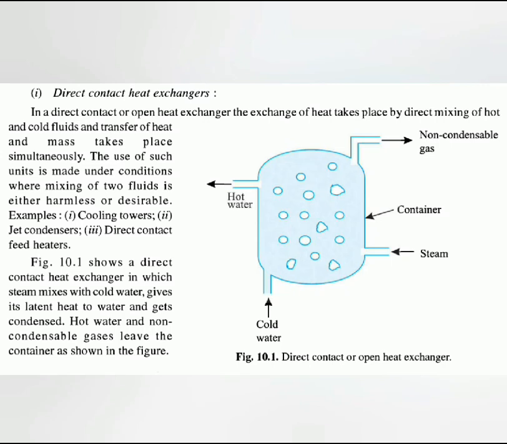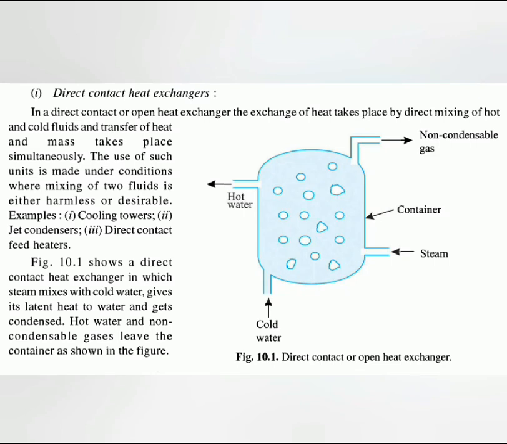So use of such units is made under conditions where the mixing of the two fluids is either harmless or desirable. The mixing has to be harmless, or there should not be any other reactions from physically mixing the hot fluid and cold fluid. Some examples of direct contact heat exchangers are jet condensers, cooling towers and direct contact feed heaters.